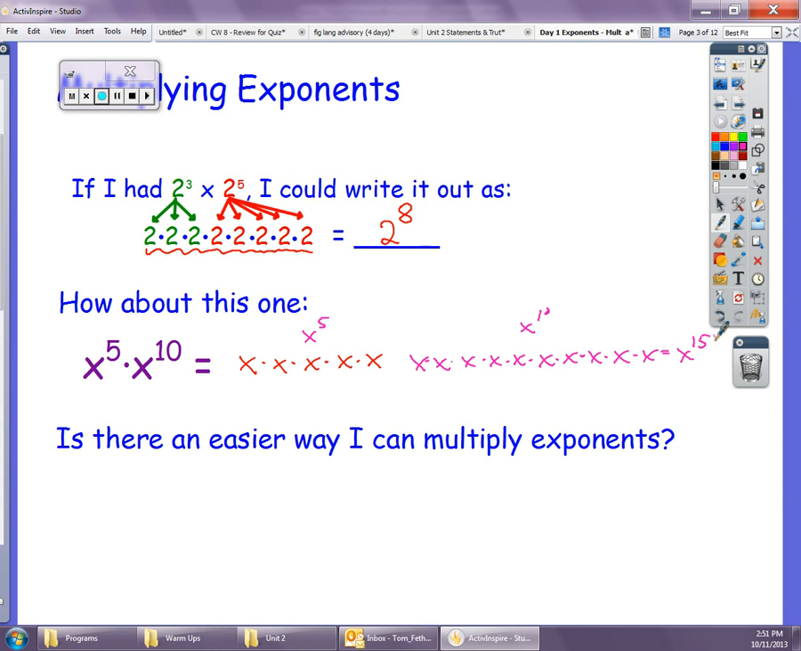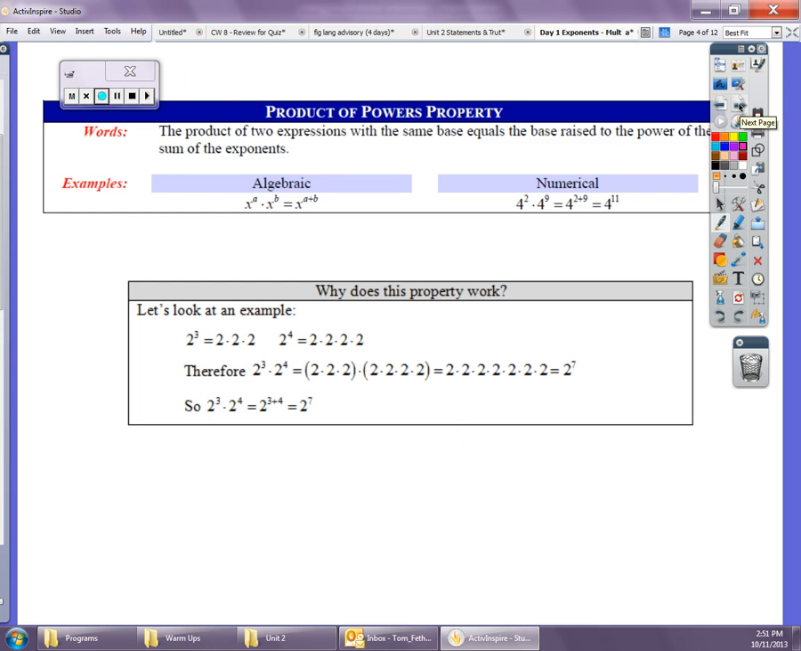Now, is there an easier way that I can multiply exponents? Yeah, there's a lot easier way than writing them all out. But this is the underlying rule where if we write them out, we can add them all up. But the easier way is our product of powers property. Well, what this says is that the product of two expressions with the same base, so they have to have the same base, equals the base raised to the power of the sum of the exponents.